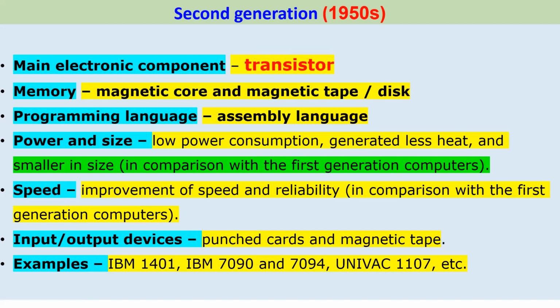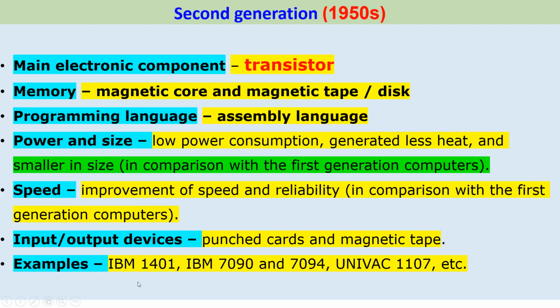Then also they generate high heat, but comparatively less heat than the first generation. Smaller in size also. All in comparison, when compared with the previous generation, less. Speed is improved over the previous generation. For input output, they use magnetic tape; initially, early in this generation, they used punch card and magnetic tape. Then later it changed to magnetic disk. Right. Then look at some examples.